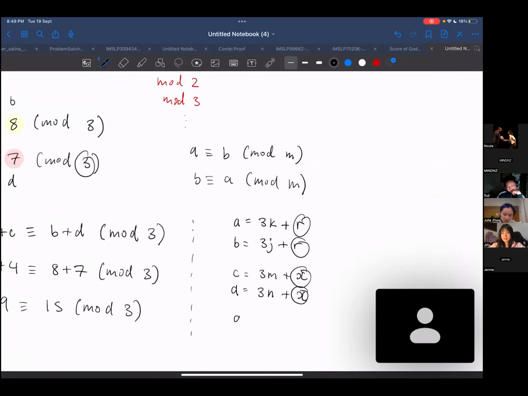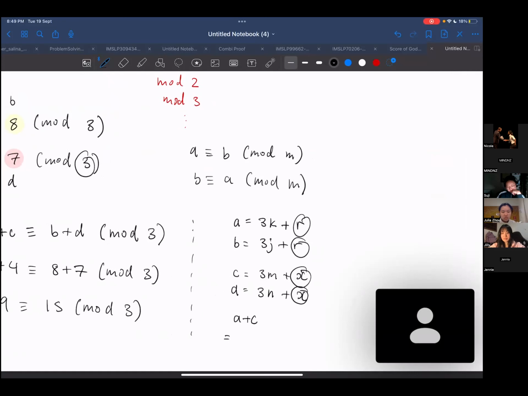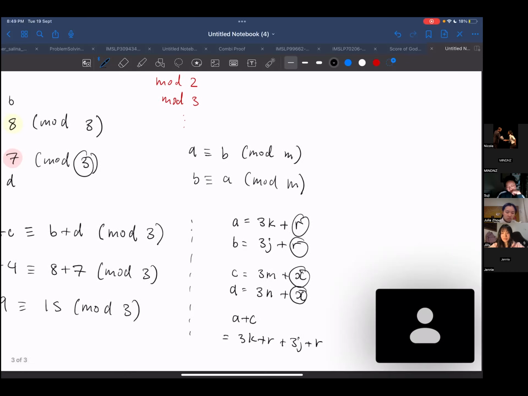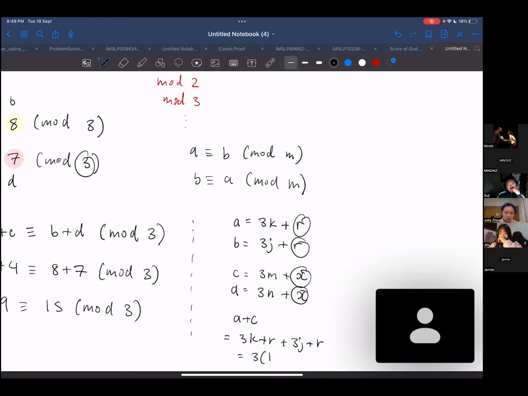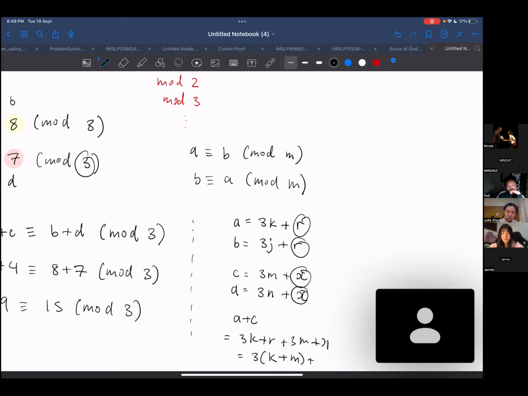And then what we get from that is that A plus C is going to equal 3k plus r plus 3m plus x, which is going to be 3 times k plus m, plus r plus x. Sorry, I wrote the second one wrong, it's supposed to be 3m plus x.